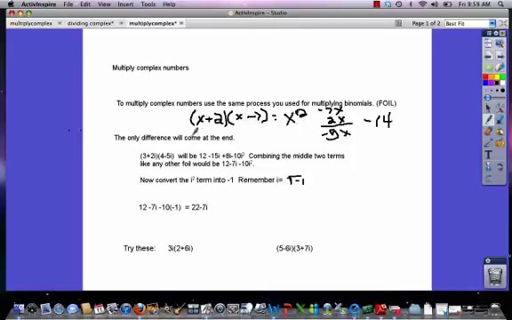Okay, so if I'm going to multiply this together, I get 3 times 4 is 12. And I get 3 times -5i is -15i. And 2i times 4 is positive 8i. And then I get 2i times -5i is -10, but then I get i squared. All right, so I combine my two middle terms and get -7i.